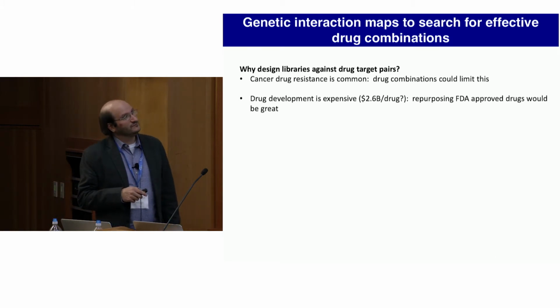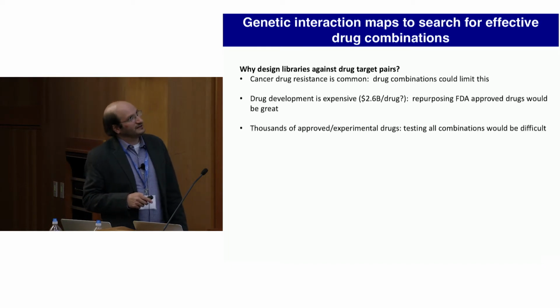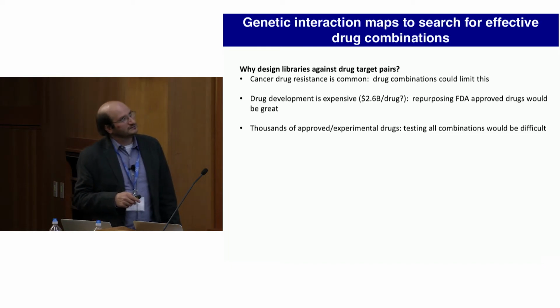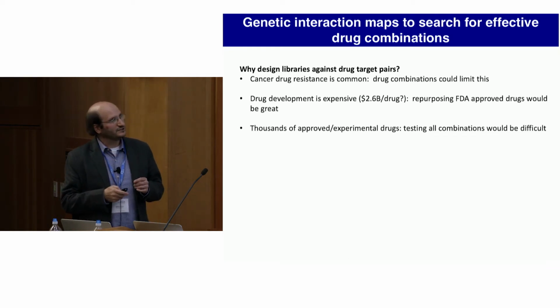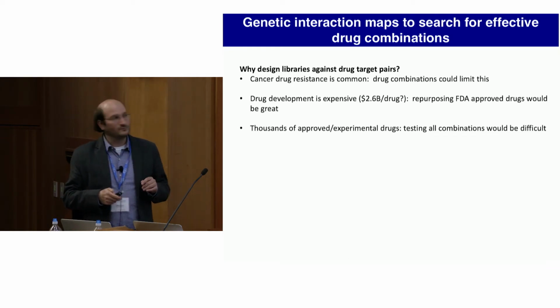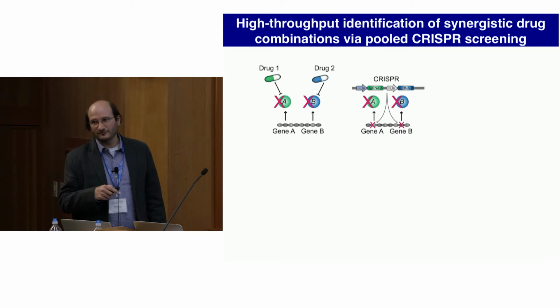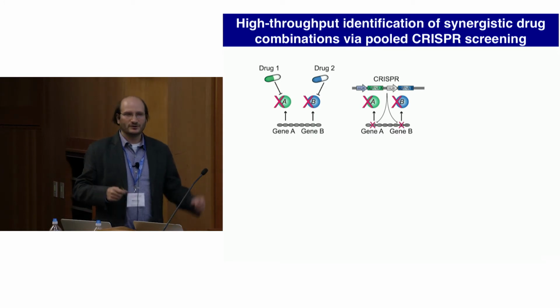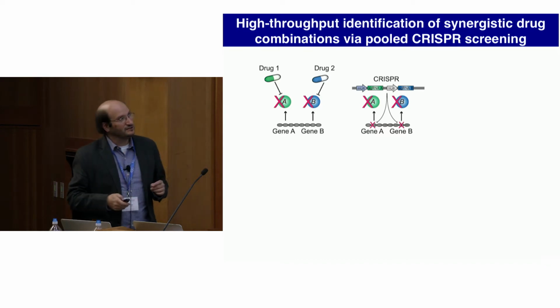In addition, of course, it's very expensive to develop these kinds of drugs. And so if you could repurpose existing FDA-approved drugs, there would be a lot of utility in that. And of course, testing all those combinations, even if you did know how they would work together, is an enormous effort. So what we wanted to do was to model drug action by using CRISPR to target the targets of FDA-approved drugs. So we wanted to systematically look for drug combinations by targeting pairs of genes for which they had a corresponding target.